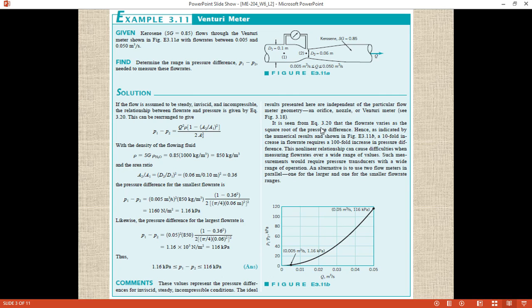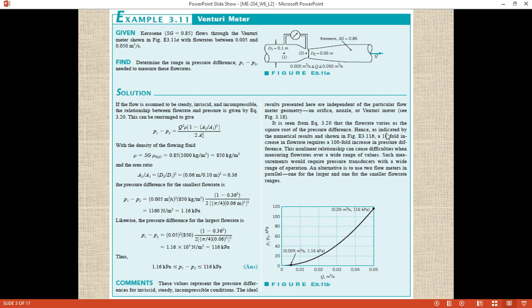It is seen from equation 3.20 that the flow rate varies as the square root of the pressure difference. If you separate the flow rate with this, because there is a square root, the square root will come over P1 minus P2. So the flow rate varies as the square root of pressure difference, that is, flow rate is a function of the square root of pressure difference.